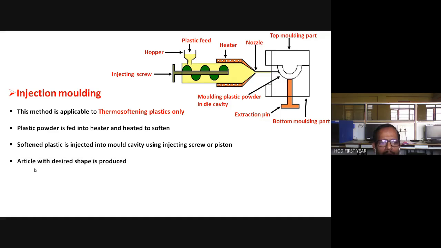Article with desired shape is produced. Okay, so here we have cavities. So according to the cavities, the desired shape article will be produced. Now what is the last step? First step, filling up of this mold or heating chamber. Then heating, then injecting, and what is the last step?